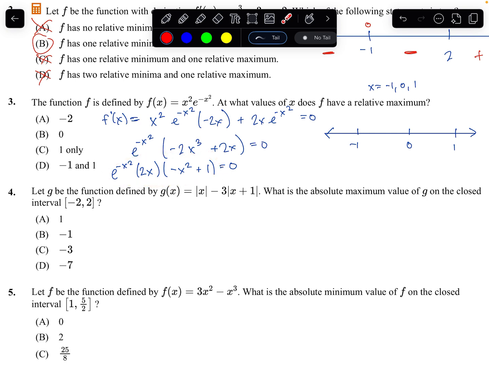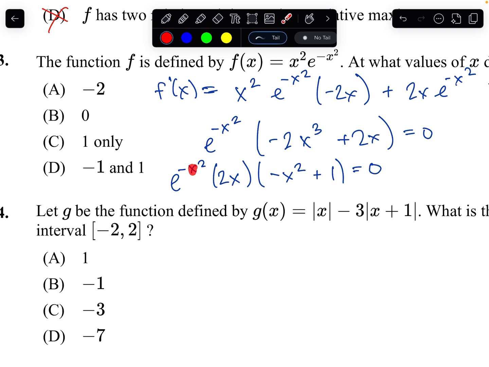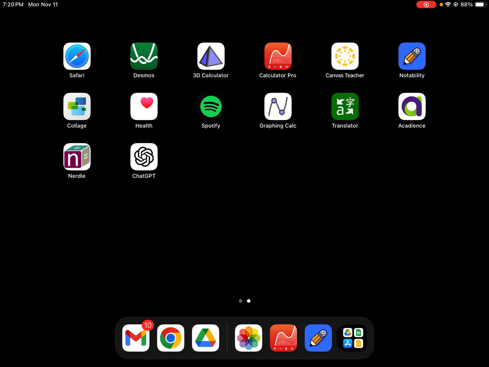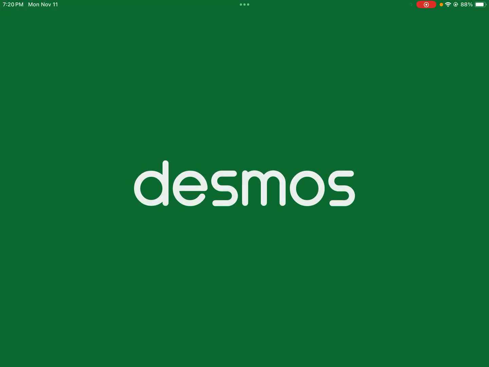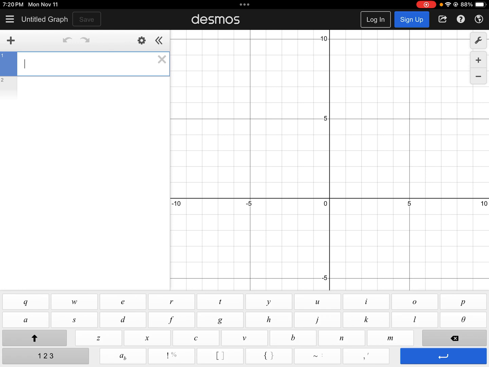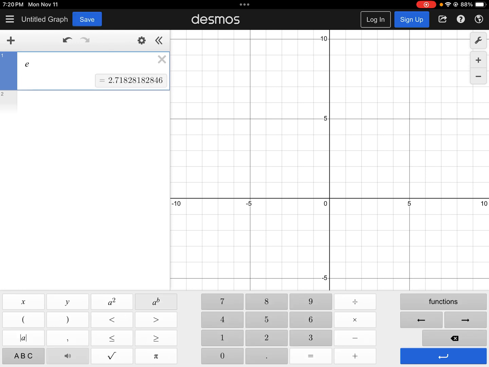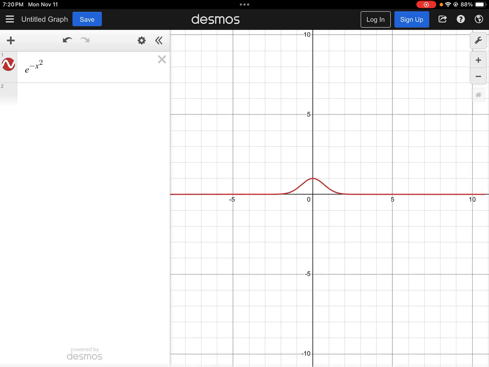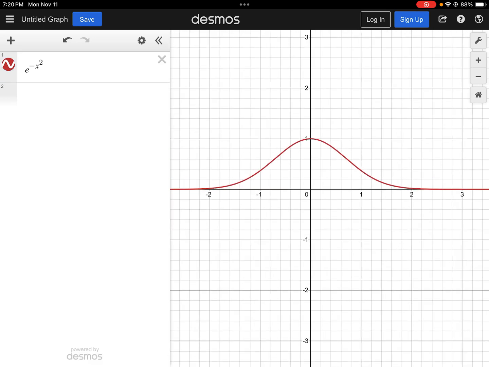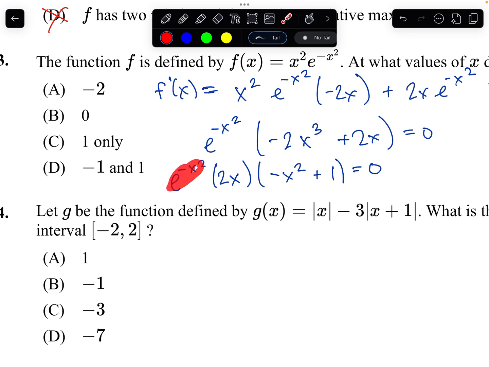So let's say I plug -2 in here. -2 squared is going to be 4. So e to the -4, but that's still going to be positive because that's 1 over e to the 4th. And I'm pretty sure that e to the negative x squared is always positive. We can check on a graph. So we've got e raised to the negative x squared. Yep, you can see that this is always positive, so that's good to know. So this will always be positive.